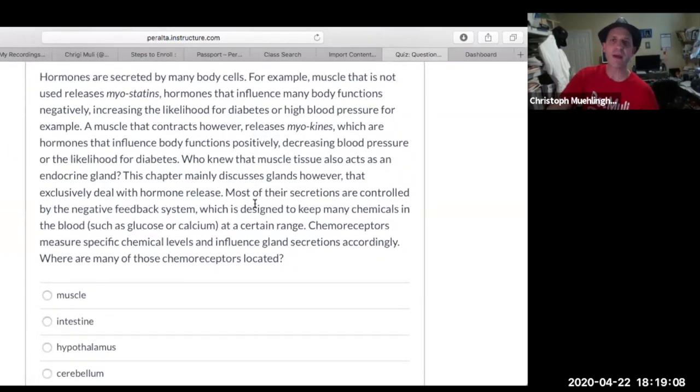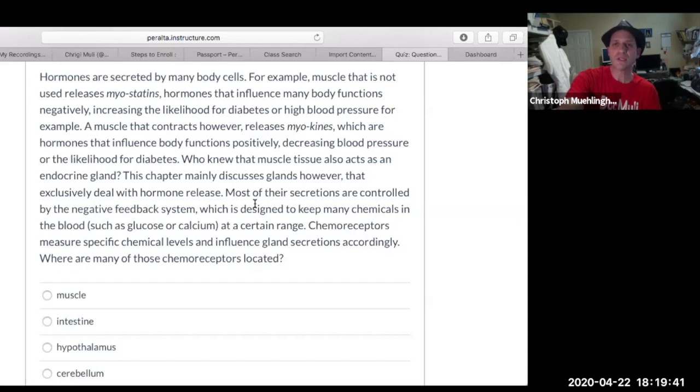Hormones are secreted by many body cells. For example, muscle that is not used releases myostatin, hormones that influence many body functions negatively, increasing the likelihood of diabetes, high blood pressure, etc. A muscle that contracts, however, releases myokines, which are hormones that influence body functions positively, decreasing blood pressure or the likelihood for diabetes. Who knew that muscle tissue can also act as an endocrine gland? This chapter mainly discusses, however, glands that exclusively deal with hormone release.